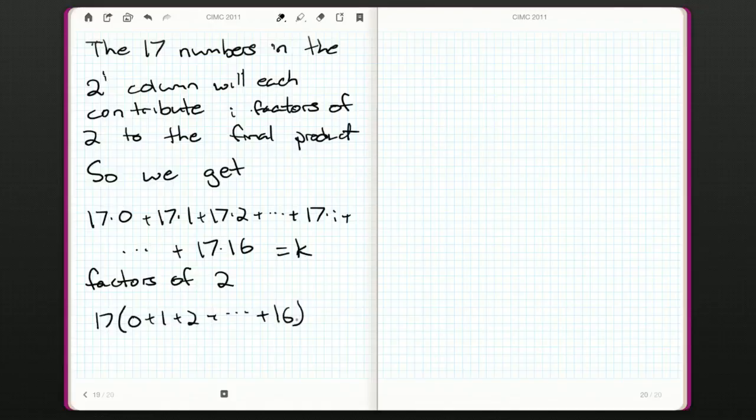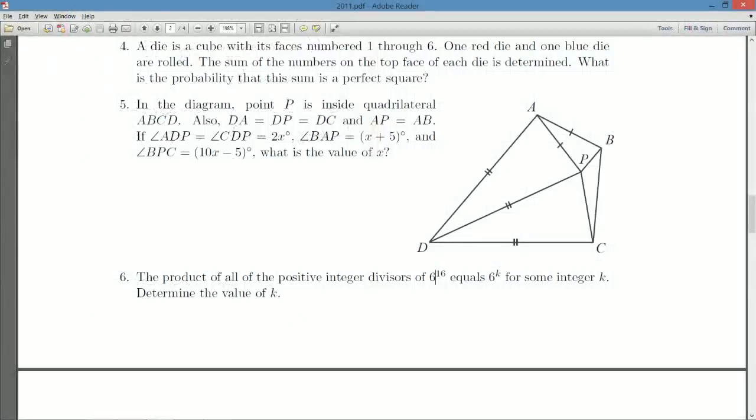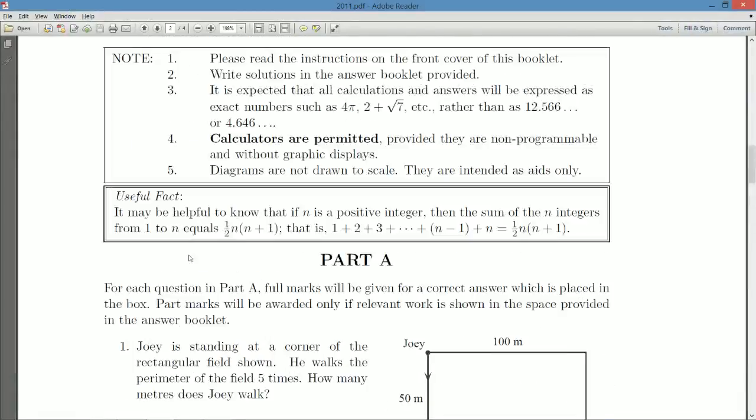The 0 adds nothing. And if we look back at this contest, at the very start, there's a useful fact. It's helpful to know that if n is a positive integer, then the sum of the n integers from 1 to n is n times n plus 1 over 2. This is a well-known result. It pops up a lot on contests, so it's one you should get used to if you haven't already.